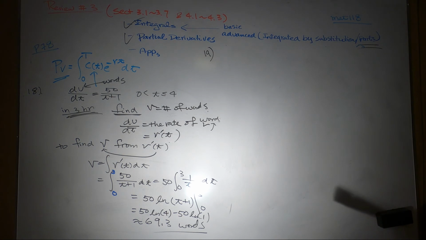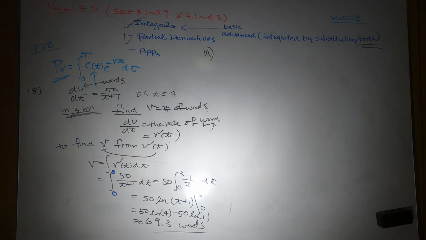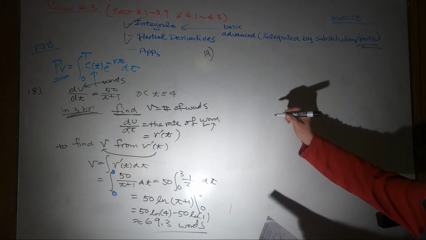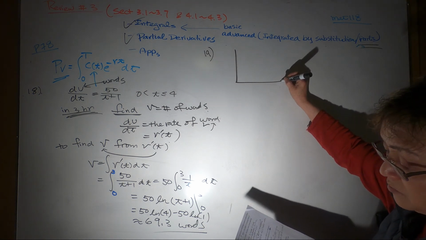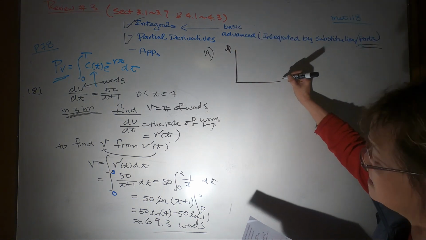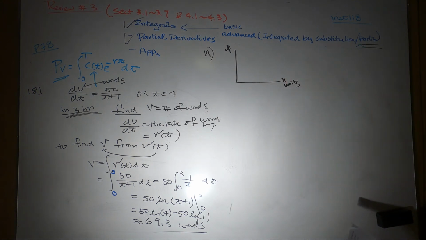Okay, let's see. Next one. Consumer surplus. The demand function for a product is P equals 100 over 1 plus X, where P is the number of dollars and X is number of units. So it's a demand function. So what do we have? Demand function, P is the price, number of dollars. X is the what? Units, quantity. How many are sold, or how many are in demand.